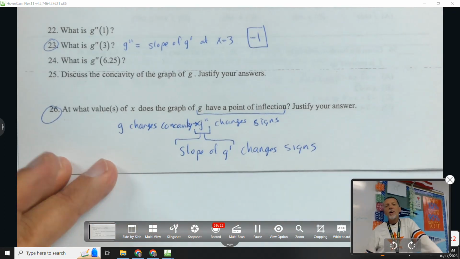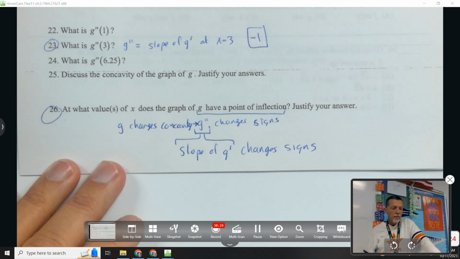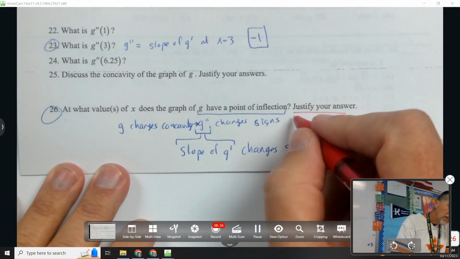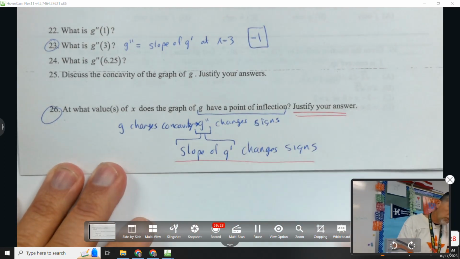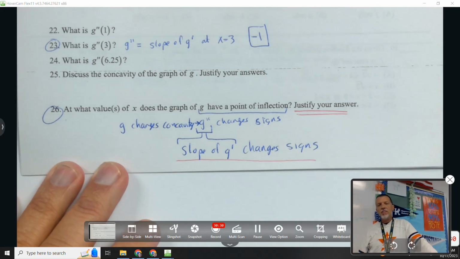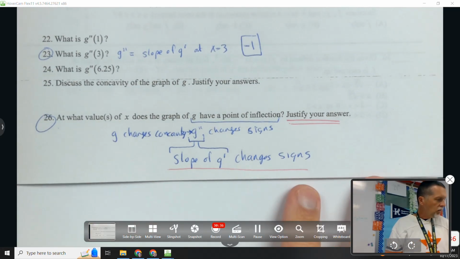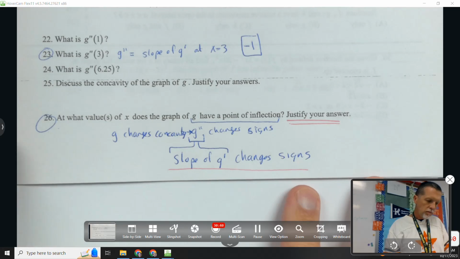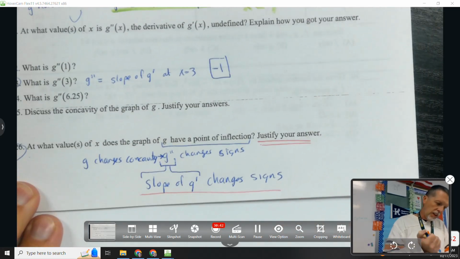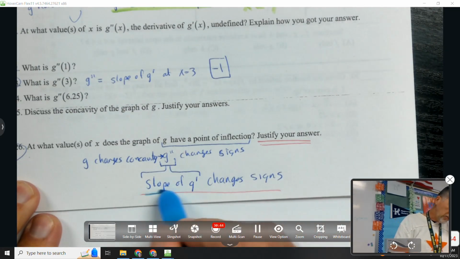So you don't have to write all of that out. You got to write some of it out because it says justify. So if you just skip straight to slope of G prime changes, that'd be fine. But your brain kind of has to walk through the other steps to get there. So the slope of G prime changes.